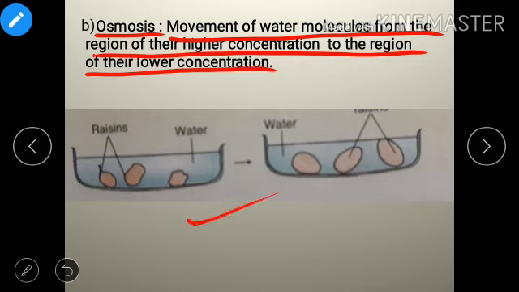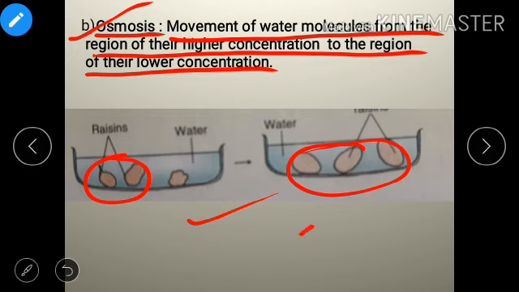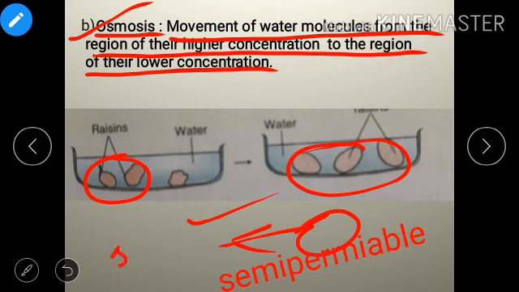Can you see some raisins in the water that we have taken in the petri dish? Raisins means kishmish. You might know kishmish. You just soak that kishmish overnight in water. In the morning, can you see that kishmish or raisins get swollen up? This happens due to the process called osmosis, and the peel over the raisins acts as a semi-permeable membrane.